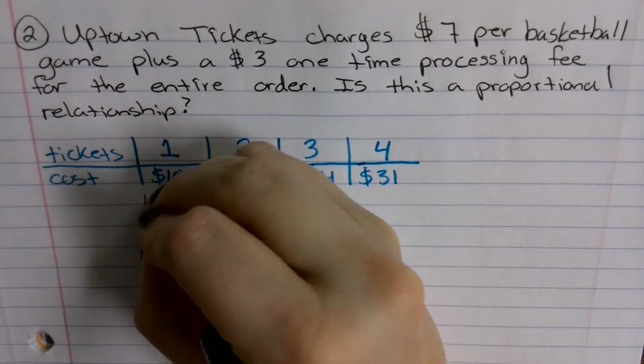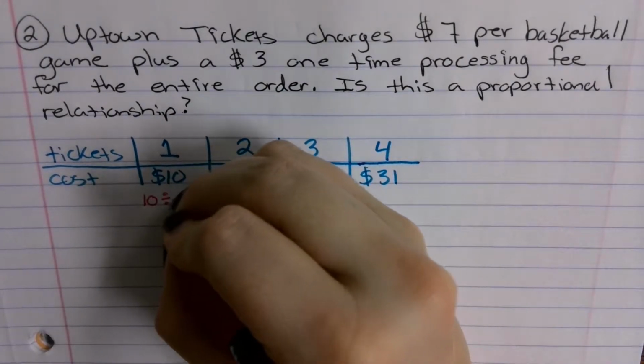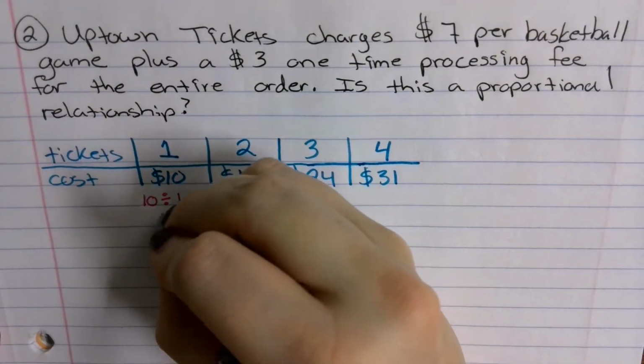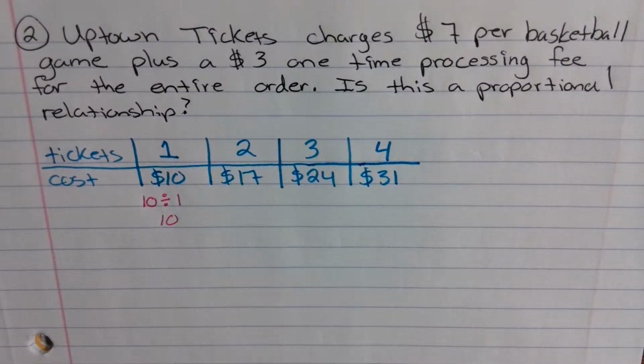So we're going to take the cost and divide it by the item. So what's 10 divided by 1? 10. Serious. What's 17 divided by 2?